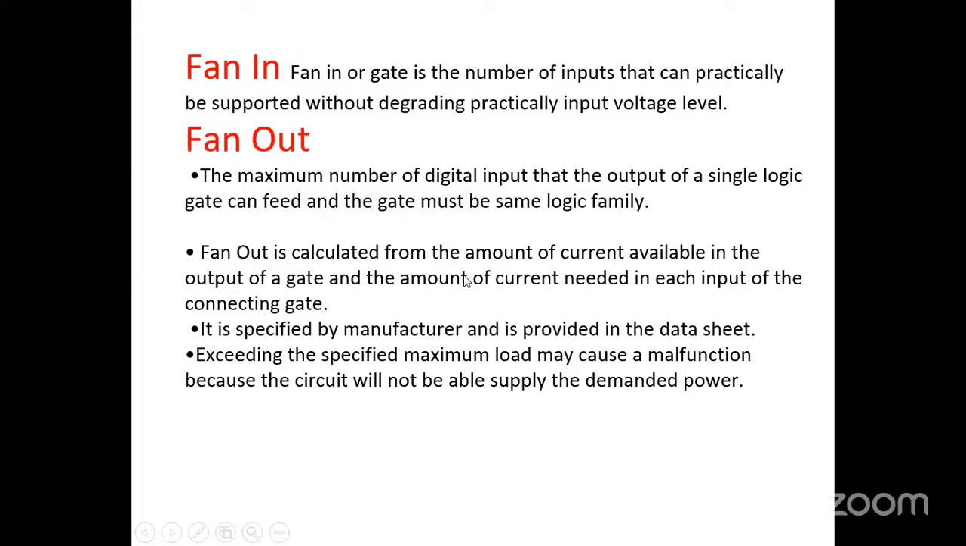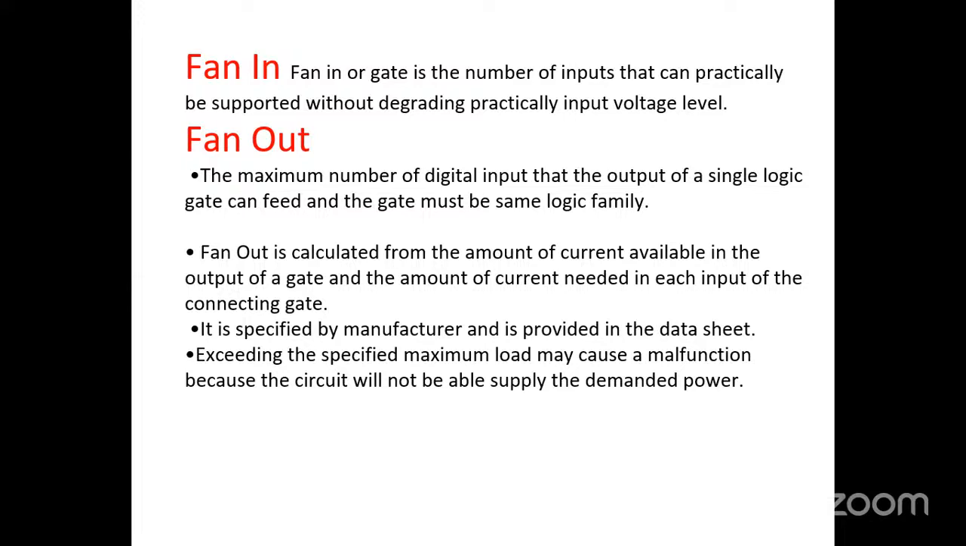So fan in and fan out. What is the fan in? The fan in of a gate is the number of inputs that can practically be supported without degrading the input voltage level. It means any one gate can have any number of inputs. How many inputs one IC can handle, that is the fan in.